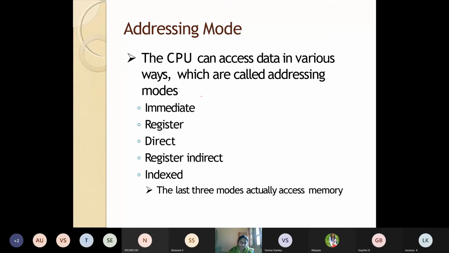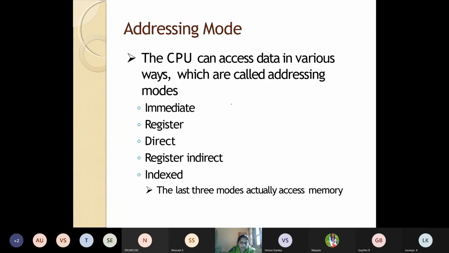A set of instructions? No, an addressing mode is not a set of instructions. What does the addressing mode actually indicate? In the instruction, we are specifying the data. The data can be in a register, the data can be in a memory location, or the data can be specified directly in the instruction. So the addressing modes are the various ways of accessing the data, and that is called the addressing mode.